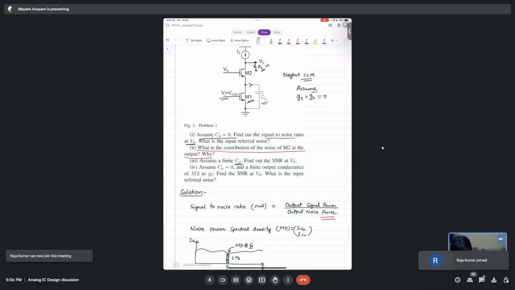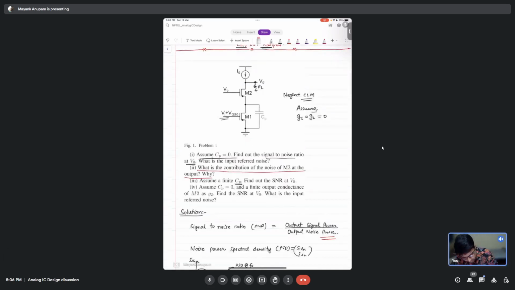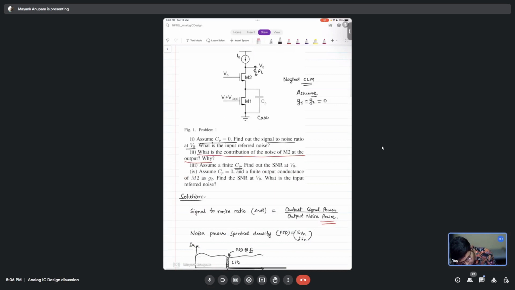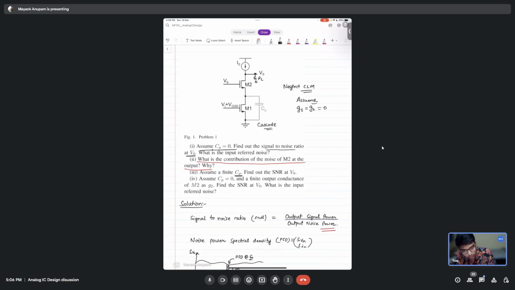Okay, this is a cascode circuit, isn't it? This is a classic cascode. You know what a cascode is? Yes. So for any cascode, in general, the noise contribution of this cascoded transistor M2 is very small compared to the noise contribution of M1. M1 is the highest contributor of noise for a cascode circuit. So this is the takeaway from this particular exercise.